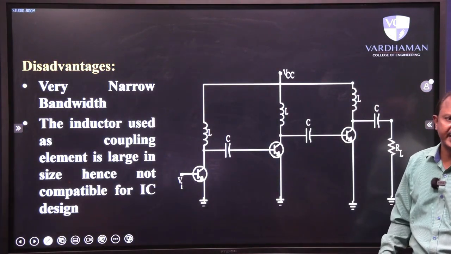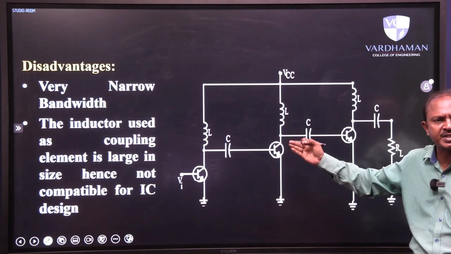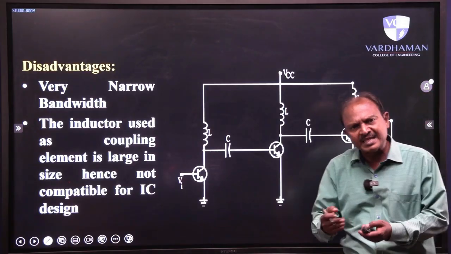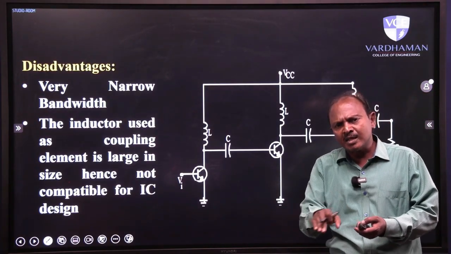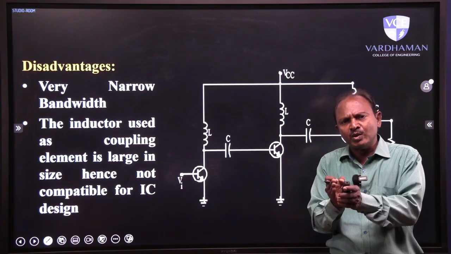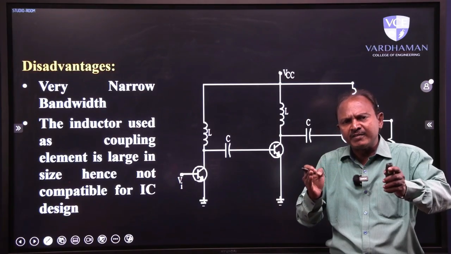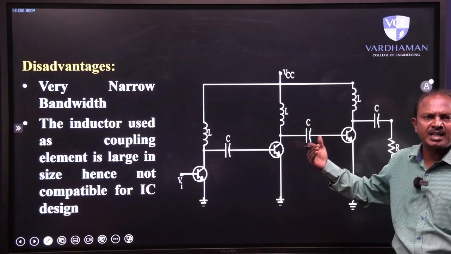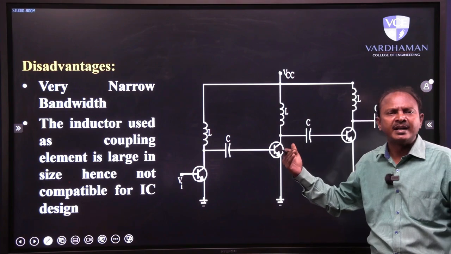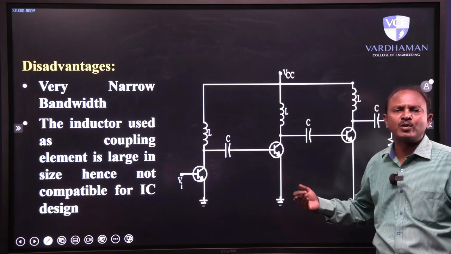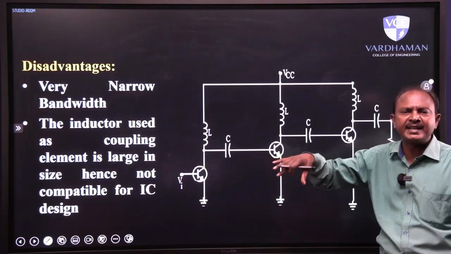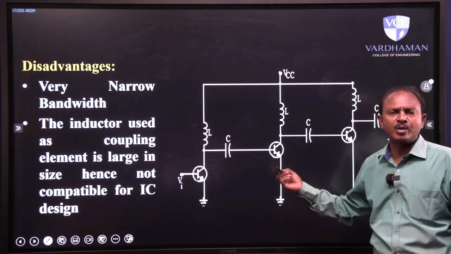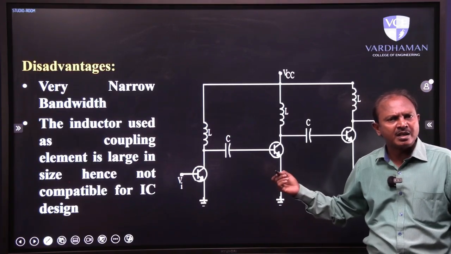Now, let us look into the disadvantages. Of course, if you look at the frequency response I have just shown, the bandwidth is very narrow. I have mentioned that as an advantage, but if you want to look at that also as a disadvantage, bandwidth is very narrow. Whenever we want a wide range of frequencies to be amplified, it is not possible in this particular case. Then, the inductor used as a coupling element is large in size and not compatible with IC design. If you want to implement this circuit in integrated circuits, inductors are not suited. This is another drawback in this case. These are the drawbacks of this particular coupling.